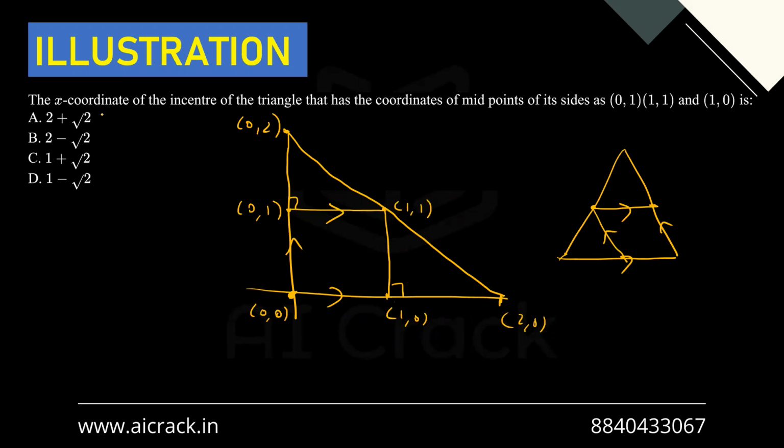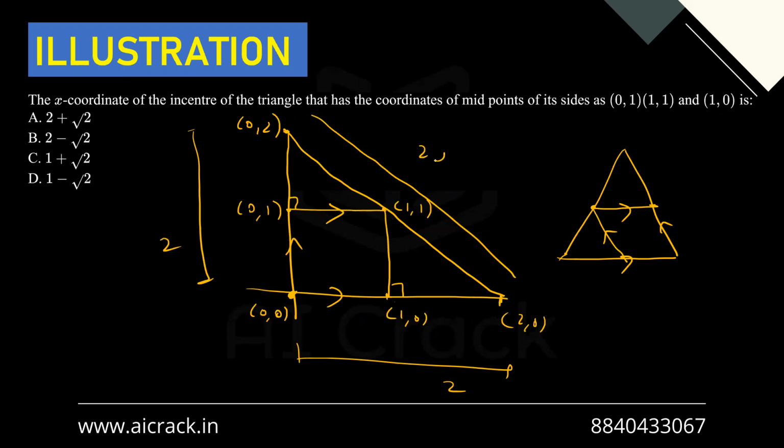So basically, we have to find out the coordinates of the incenter of the triangle that has the coordinates of the midpoints of these points. So we have got the points, we have got the distances. This length is 2, this length is 2, this length is 2 root 2, right? Now you have got the lengths. Now you have to apply the formula of the incenter and you will get the answer.